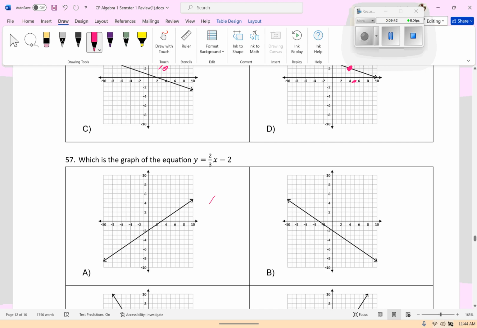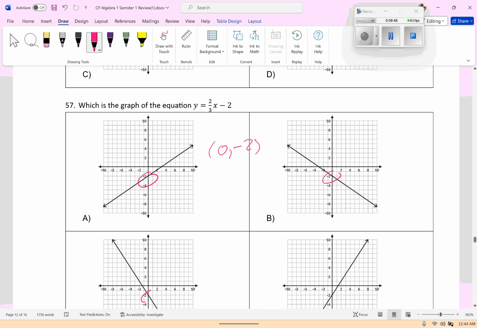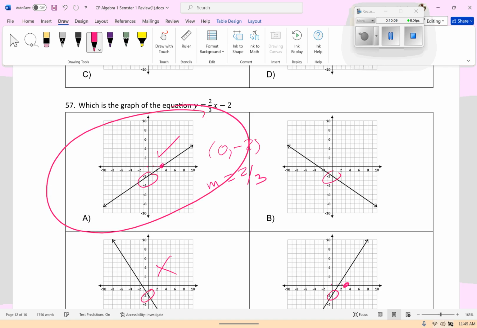We're looking for a y-intercept of 0, negative 2. So it works here, works here, works here, works here. So it works on all of them. Which one has a slope of 2/3? So up 2, right 3. This one works. This one's a negative slope, so that doesn't work. This is a negative slope, doesn't work. Up 2, right 3. Nope, that one doesn't work. So the only one that works is letter A.